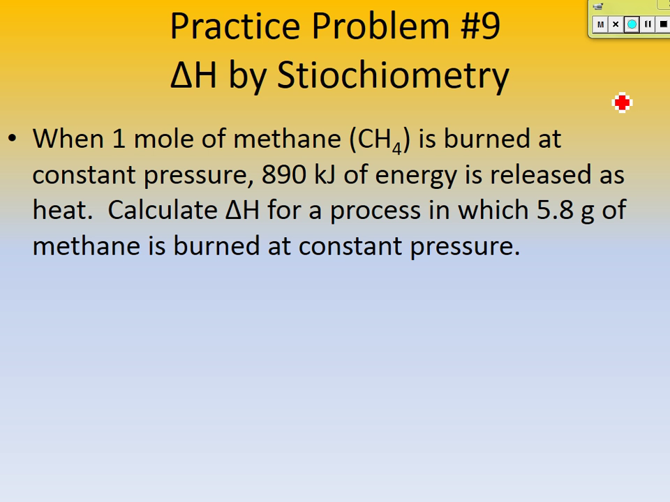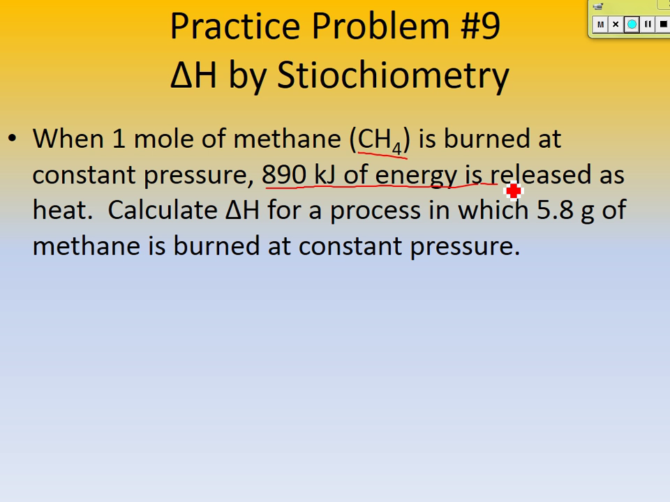Okay? It says when 1 mole of methane, guys, methane is the main component of natural gas. So we burn a lot of methane, mostly in your furnaces at your home, but there's other ways we use methane as well. But when you burn 1 mole of methane at constant pressure, 890 kilojoules of energy is released as heat. Calculate delta H for a process in which 5.8 grams of methane is burned at constant pressure.